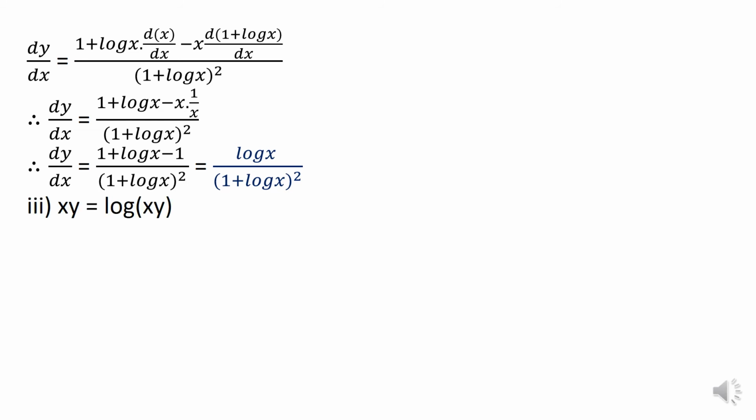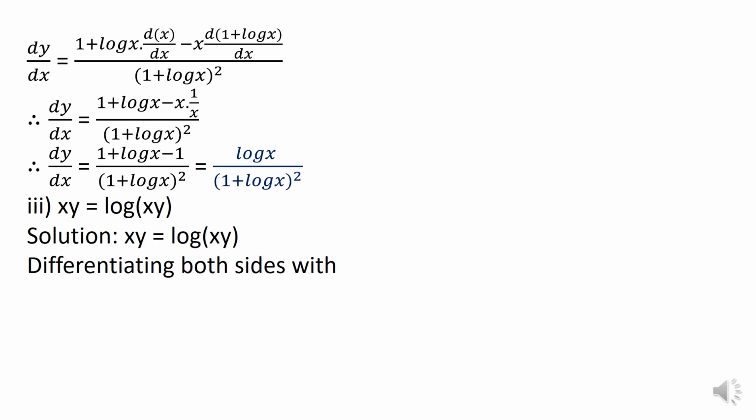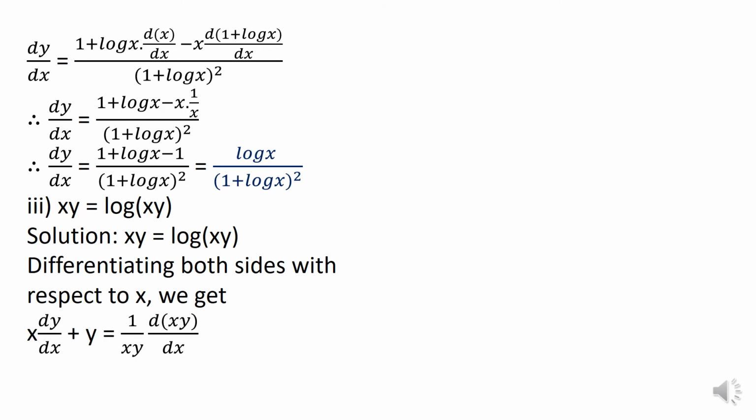In the next sum, xy is equal to log xy. We begin by differentiating both the sides with respect to x. On the LHS, we use the product rule. So we get x into dy by dx plus y into differentiation of x, which becomes 1, is equal to, on the RHS, log xy, the differentiation of log xy is 1 upon xy into, by chain rule, we also write d dx of xy. In the next step, on the RHS, 1 upon xy into the differentiation of xy becomes x into dy by dx plus y.